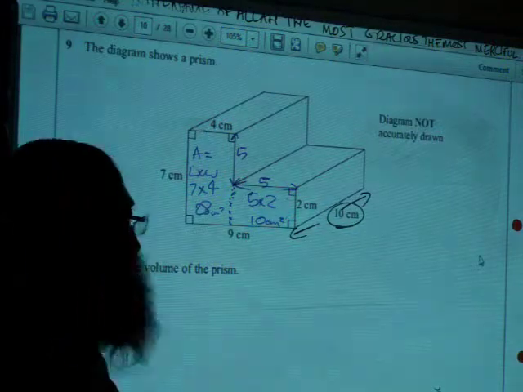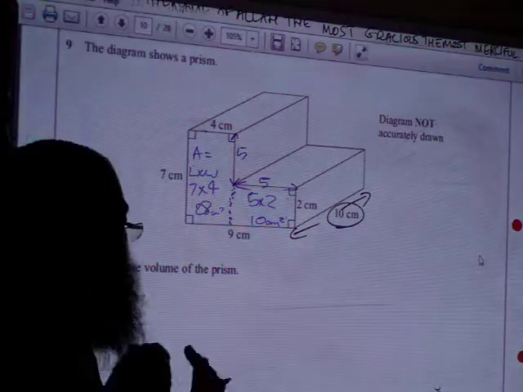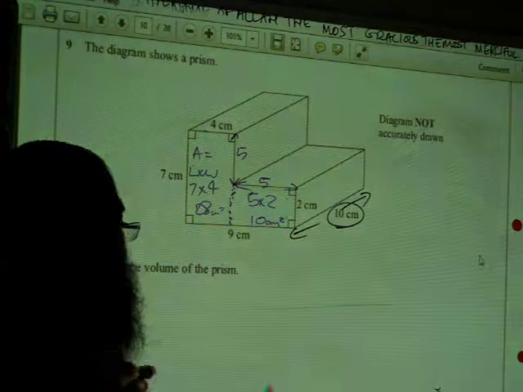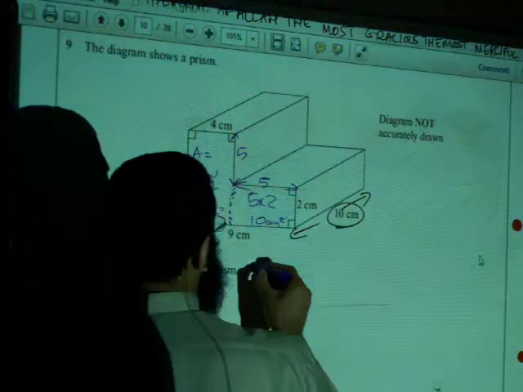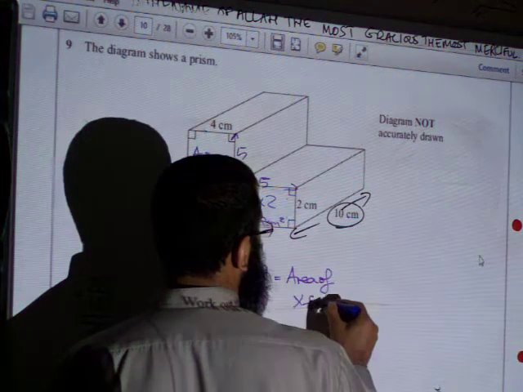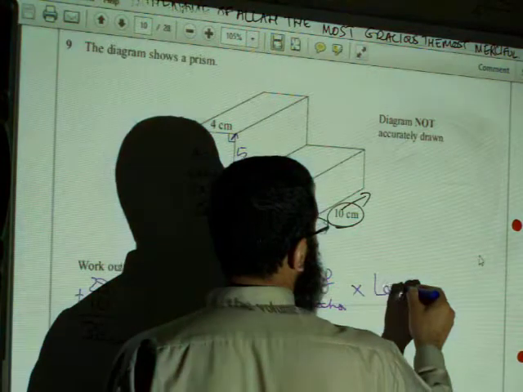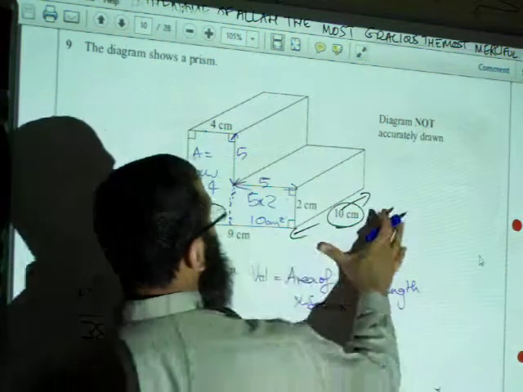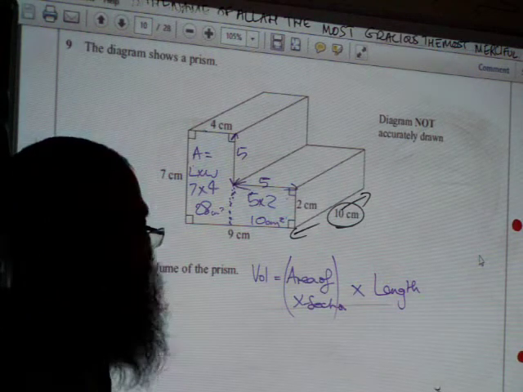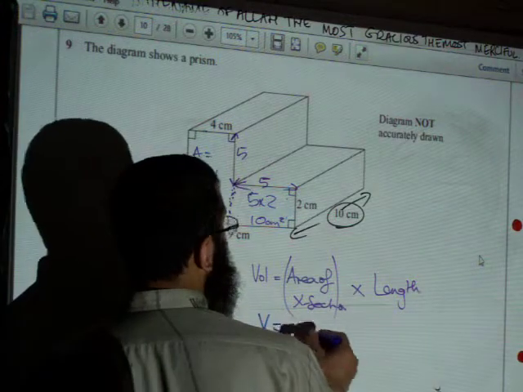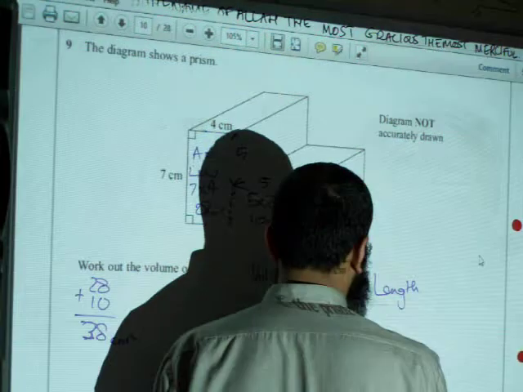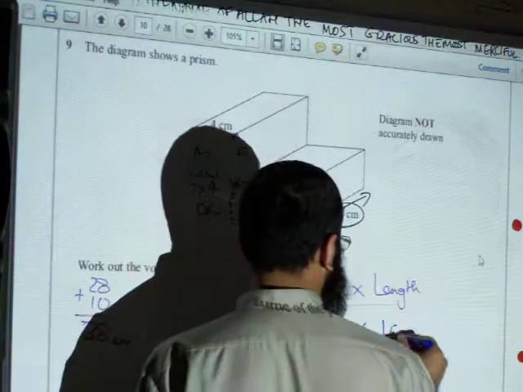Right. So we worked out the area of the cross section. We now have to multiply it by the width of the shape, or the length of the shape. It doesn't matter what you call it. So the volume is equal to the area of the cross section times the length of the shape, how long it is that way. That's our general formula for the volume of any prism. So volume equals the area of the cross section, which is 38, and we're going to multiply it by 10.